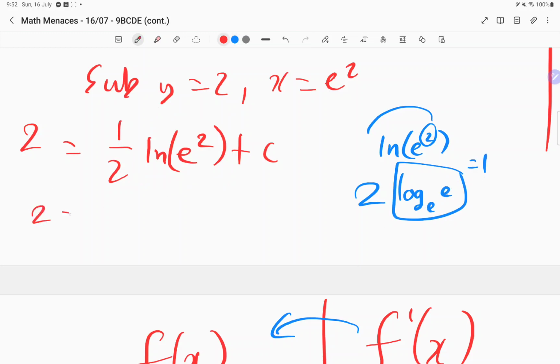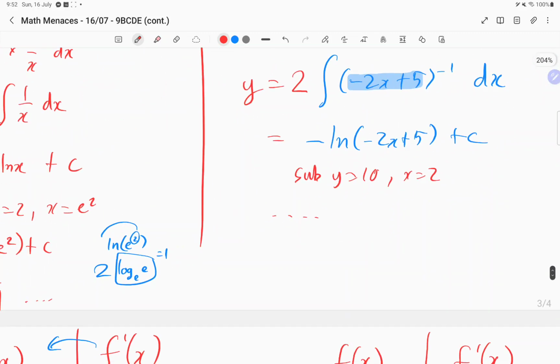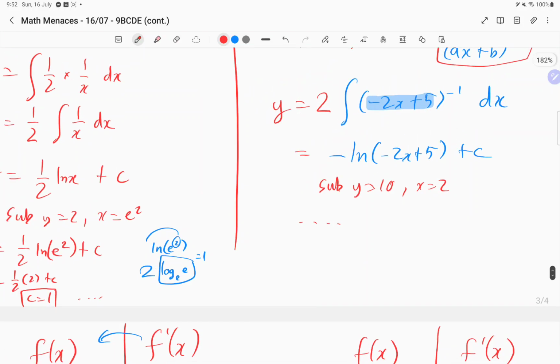So then you would get 2 equals half of 2 plus c. Any questions, Sarah? No? So this one would just be 1, and then 1 plus c, so c equals 1. Okay, then you can just rewrite the equation. This one here, the c is just like a strange number, and then you will need to do some combination of that later afterwards.